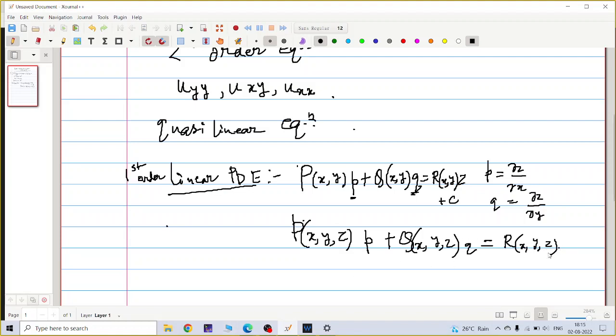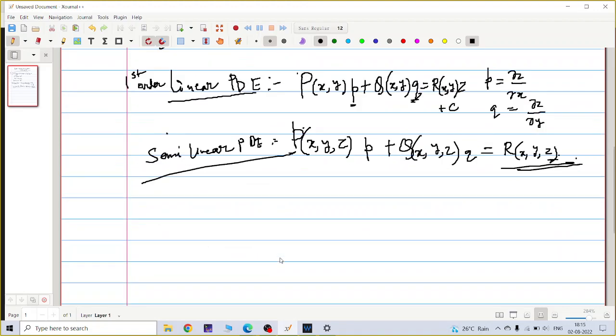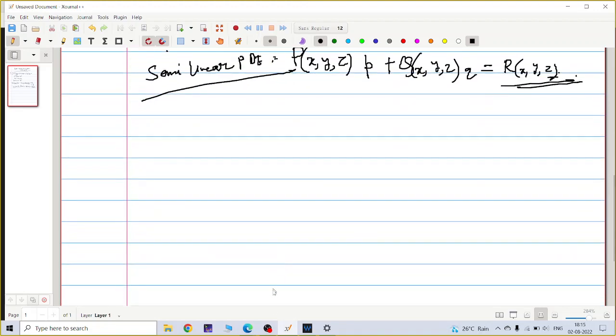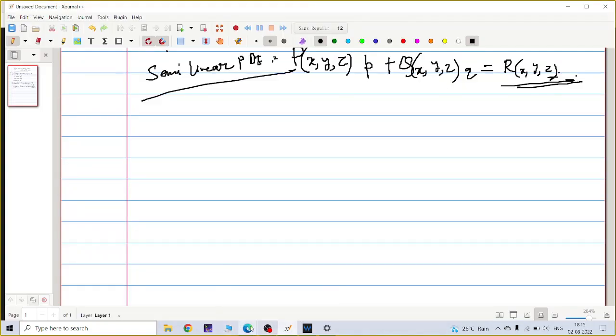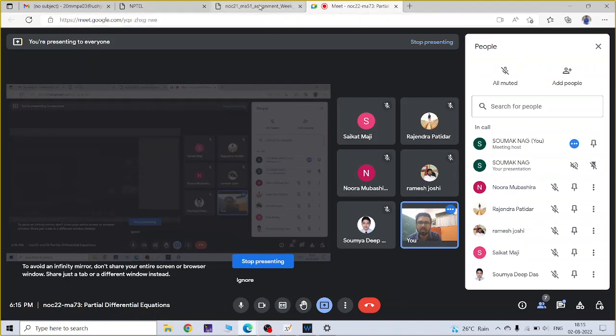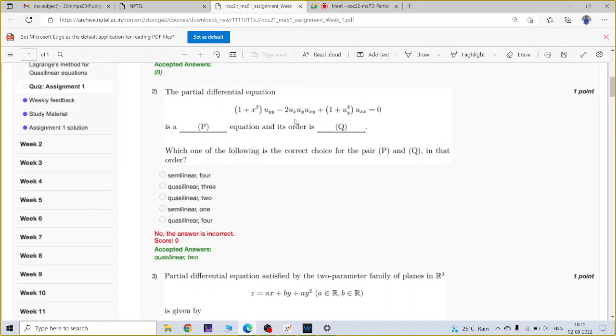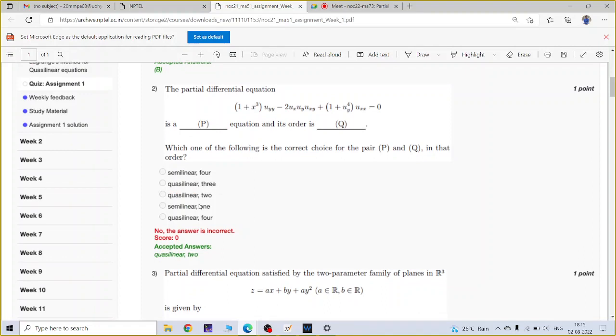This means that the dependent variable can appear arbitrary. Okay. So here, the answer for this question is: it is of order 2 and it is quasi-linear because the highest order derivatives of the unknown function appear linearly.